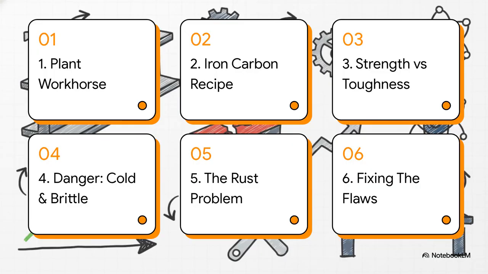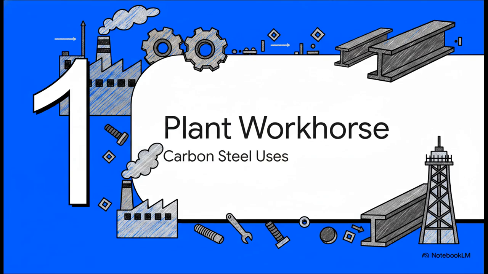Here's our roadmap for this explainer. We're going to look at the plant engineering workhorse, the iron-carbon recipe, and the trade-off of strength versus toughness. Then we'll uncover the dangers of cold and brittle environments, the rust problem, and finally, how we engineer around those flaws. And hey, don't worry if you're a beginner to metallurgy, we are going to break this all down step by step. Moving right along to the plant engineering workhorse.